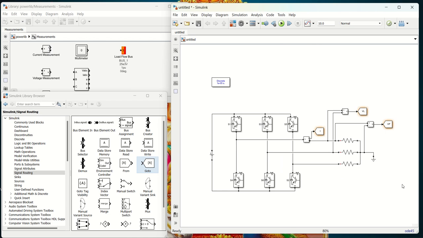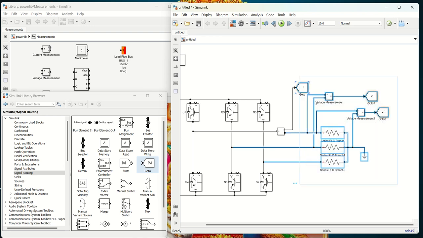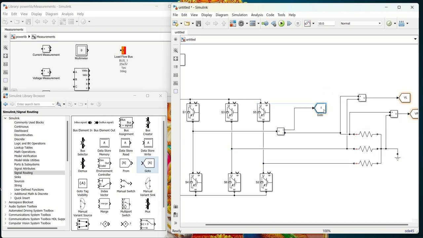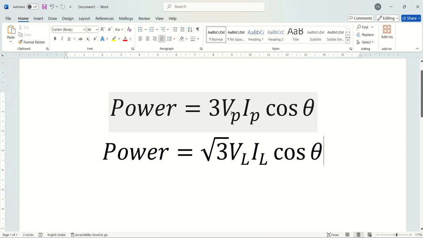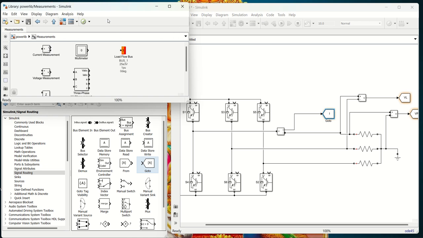Now we will try to calculate the values also. Till now, what we have got are the line voltage and so on, but not the RMS values. So we want to calculate the RMS values: phase voltage, phase current, line voltage and line current. For this, we go to the measurement block.